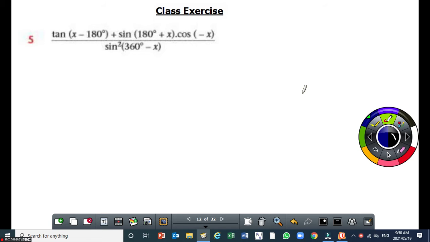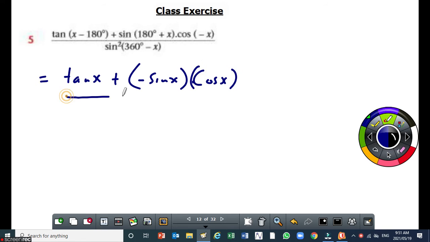Right. First thing, tan(x − 180 degrees). It's in the third quadrant. Do you agree with me on that? From my previous explanation, this will be called positive tan x. Then plus sine(180 + x) is in the third quadrant, so that will be minus sine x. Then cos(−x) is equal to cos x, which is positive, all over.